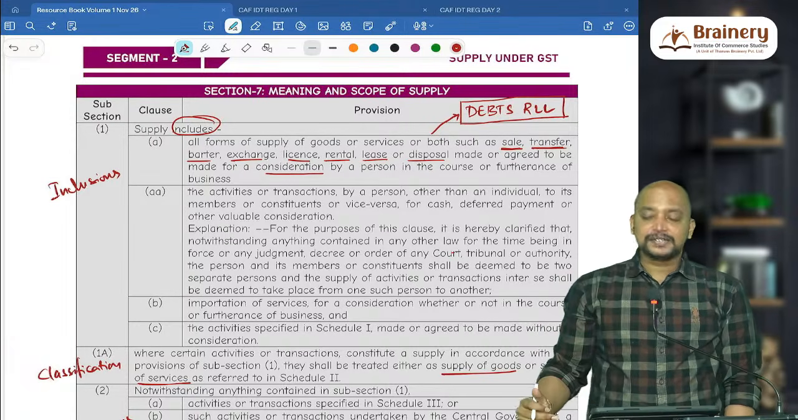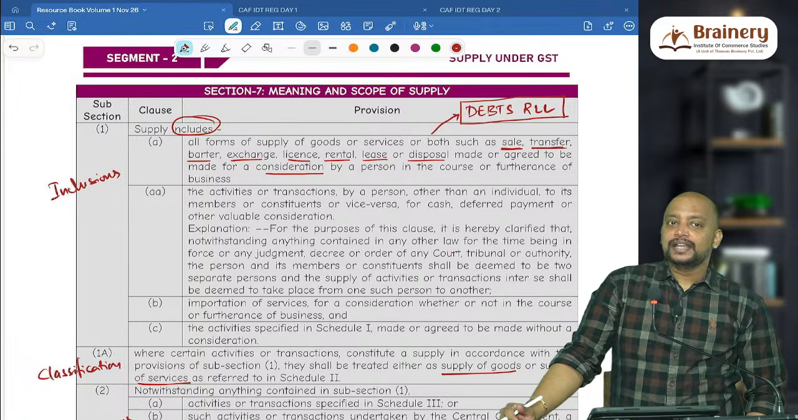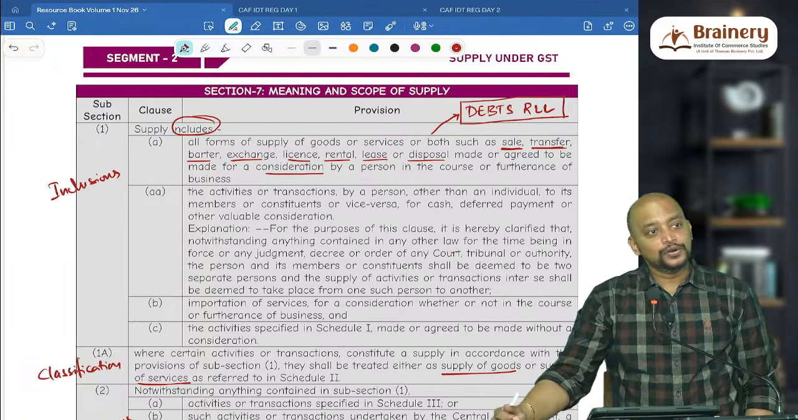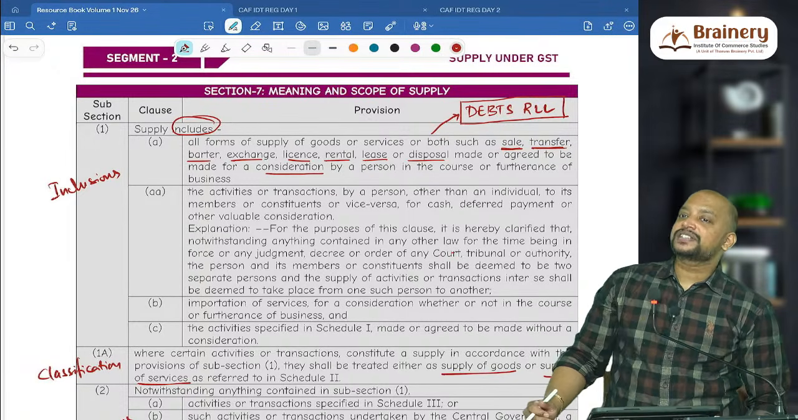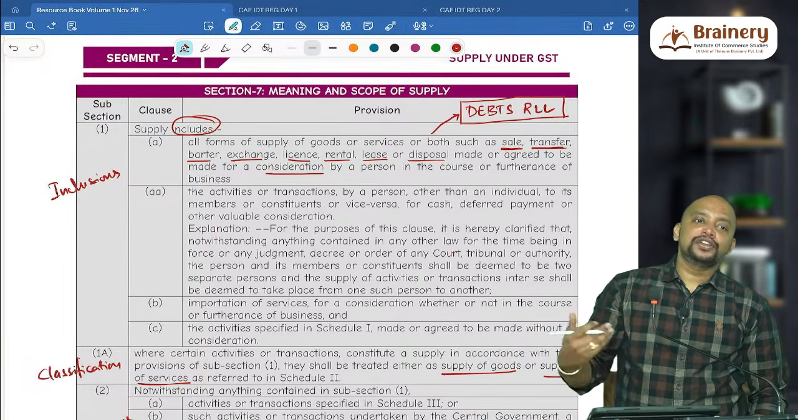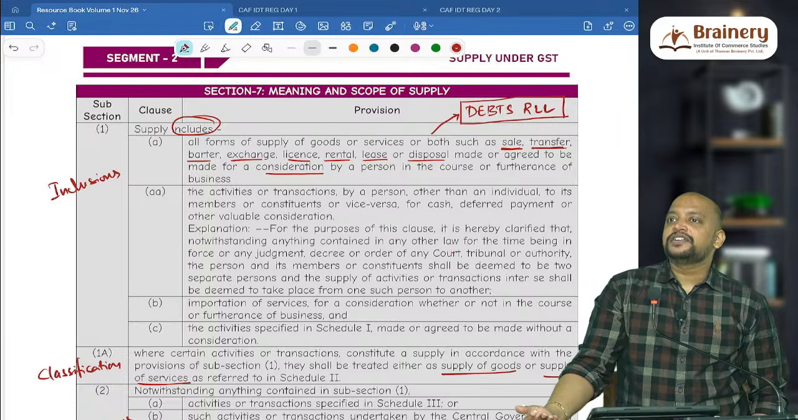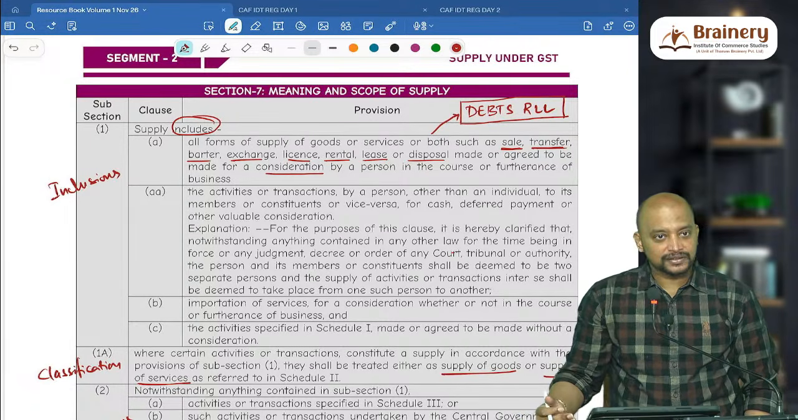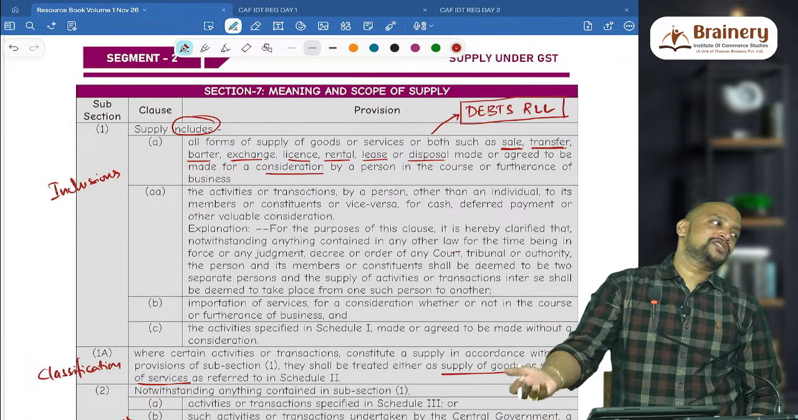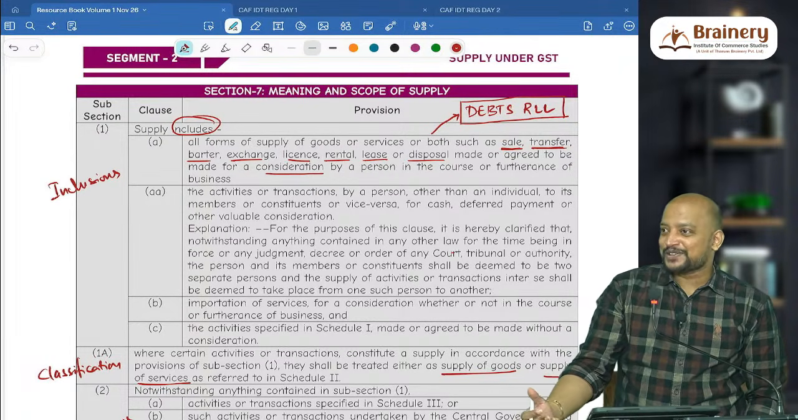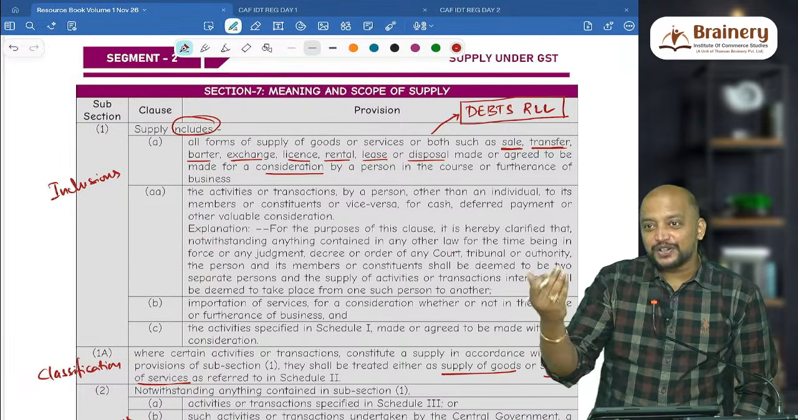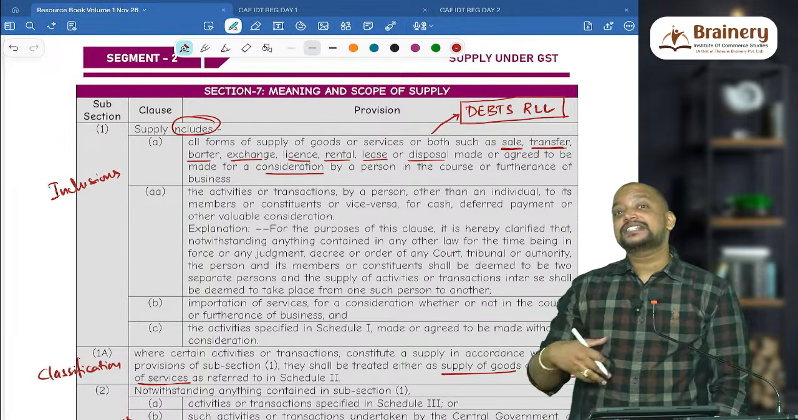Understood? Next, barter: exchange of goods for goods, or goods for services, or services for goods, or services for services. For example, I am giving you 100 bags of rice, and in return you are giving me 50 bags of wheat. Exchange of goods for goods. Or exchange of goods for services: I will be taking classes for you, and you have to give me 100 liters of petrol. That will be called exchange of services for goods. Exchange of services for services.